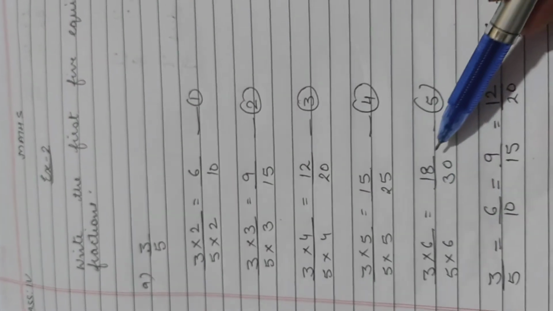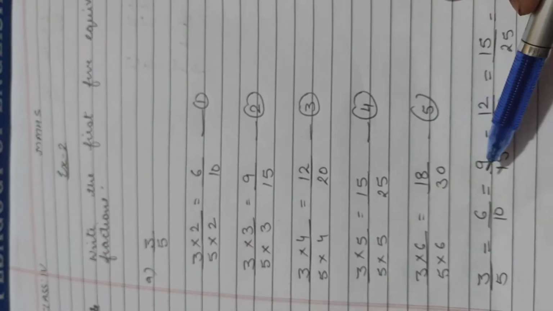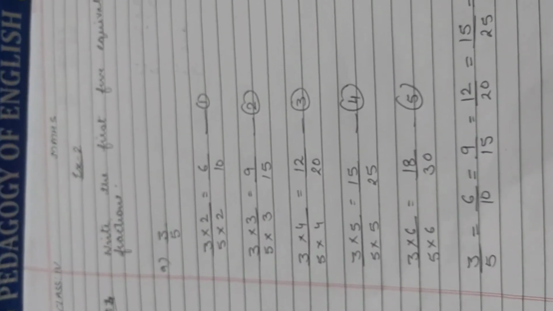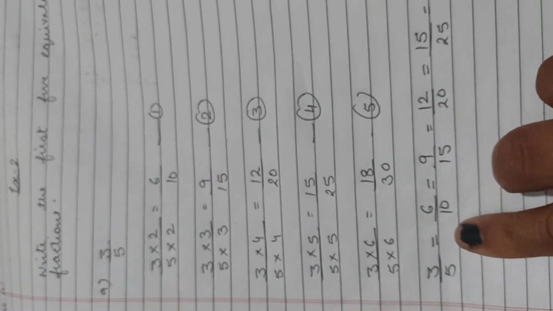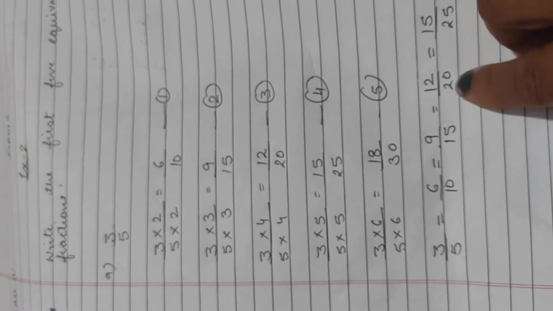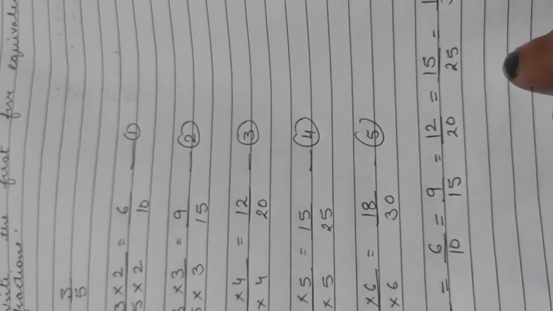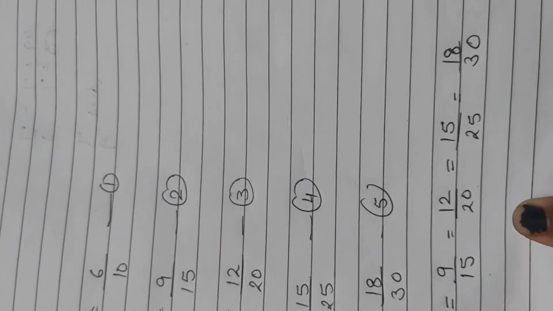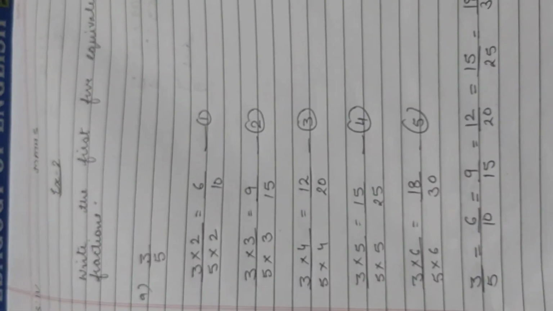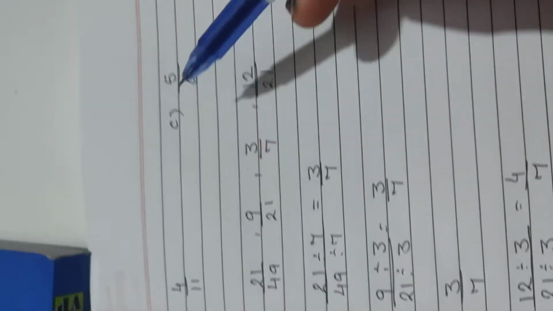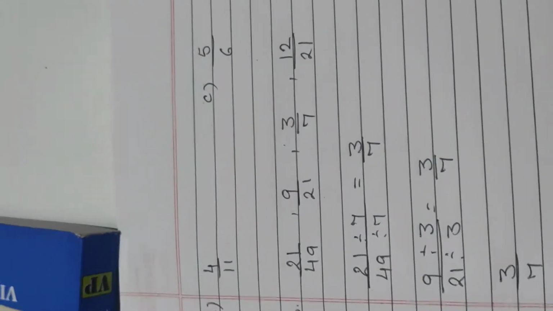3/5 multiplied by 6, we get 18/30. So this is your fifth equivalent fraction. So all equivalent fractions, how are we going to write them? By using the sign of equal to. So 3/5 is equal to 6/10, equal to 9/15, equal to 12/20, equal to 15/25, equal to 18/30. This is the way we find the equivalent fractions. I have done one for you. I want you to do the B part, that is 4/11 and 5/6, yourself.